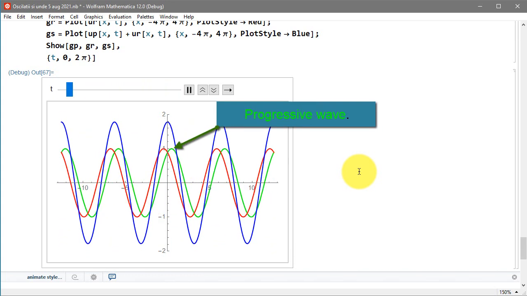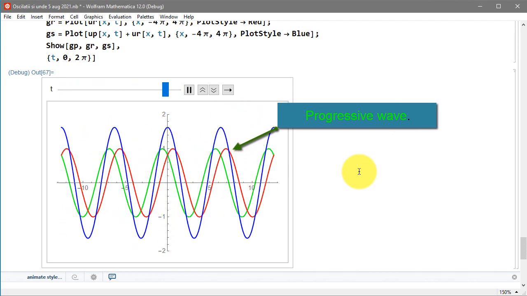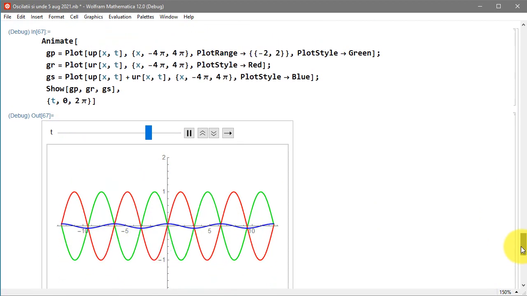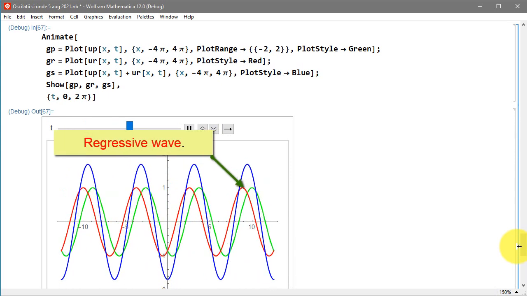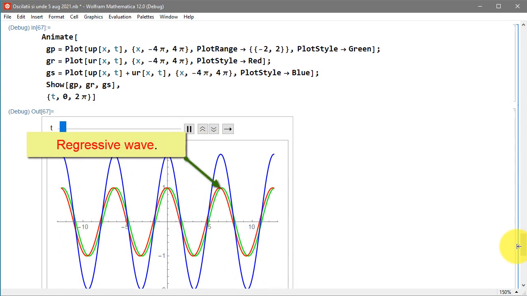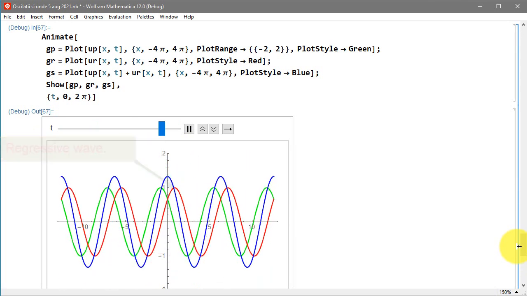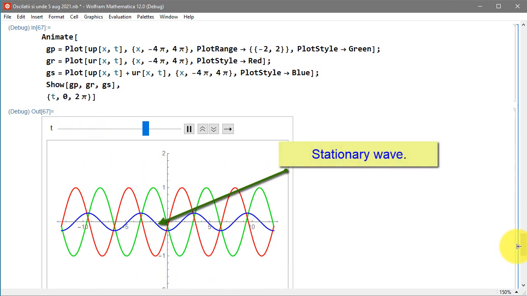Progressive wave, regressive wave, stationary wave.